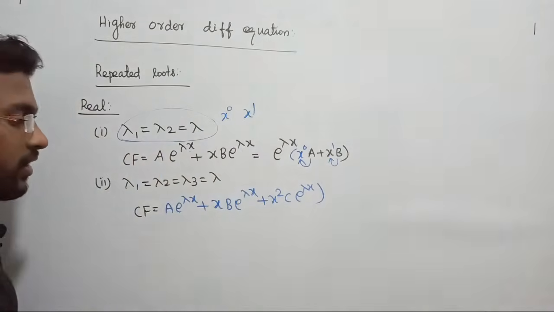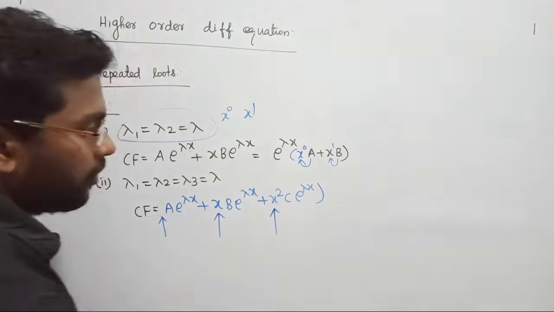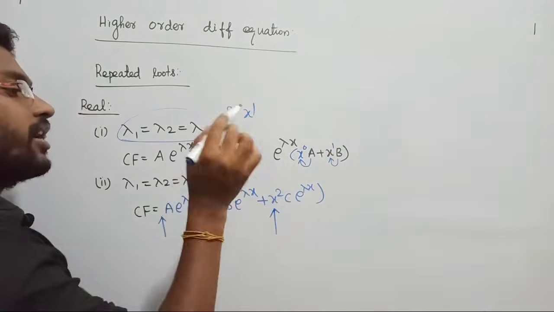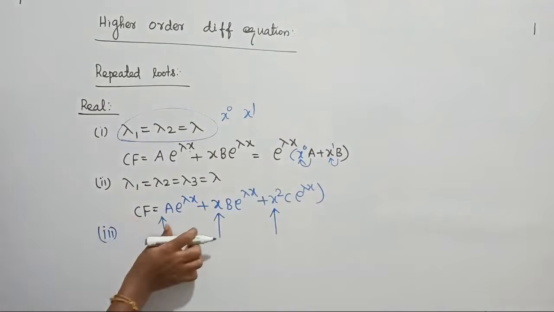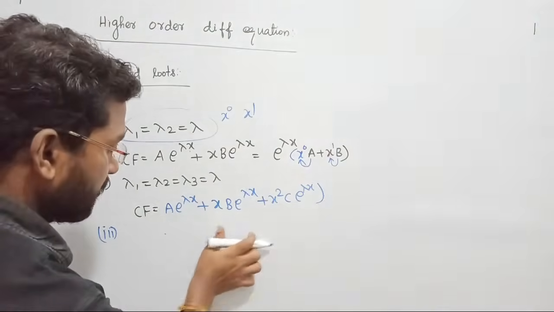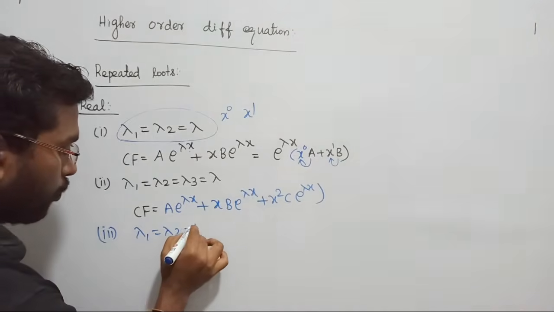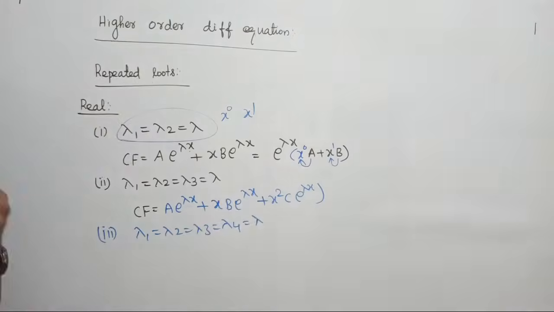If 3 times repeated, it is multiplied by x power 0, x power 1, x power 2 in your whole answer. Suppose 4 times repeated, x power 0, x power 1, x power 2, x power 3. 5 times, up to x power 4, 6 times, x power 5. It's continuous. Let's consider one more. Suppose 4 roots are being repeated. Can you understand? I hope you all are getting the clear idea now. Lambda 1, lambda 2, lambda 3, lambda 4 all are equal. Can you please write the answer?